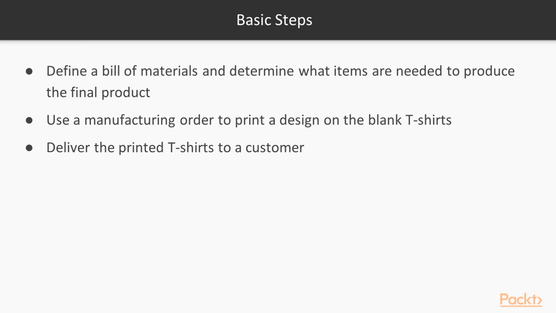The basic steps in the process are simple. 1. Define a bill of materials that determine what items are needed to produce the final product. 2. Use a manufacturing order to print a design on the blank t-shirts. 3. Deliver the printed t-shirts to a customer. Nice! We have successfully created manufacturing orders.